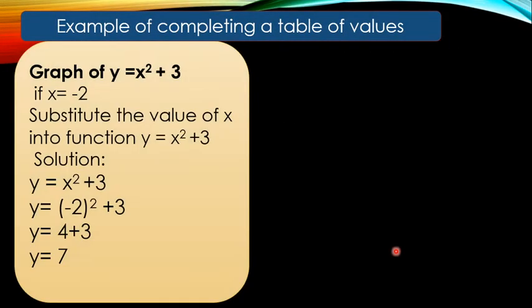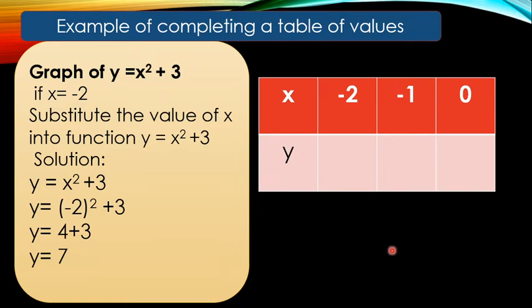So, here is the example on how to complete the table. Just get the first value of x, then substitute. After you substitute, multiply by itself, then add. We get 7. So the first ordered pair here is negative 2, comma 7.